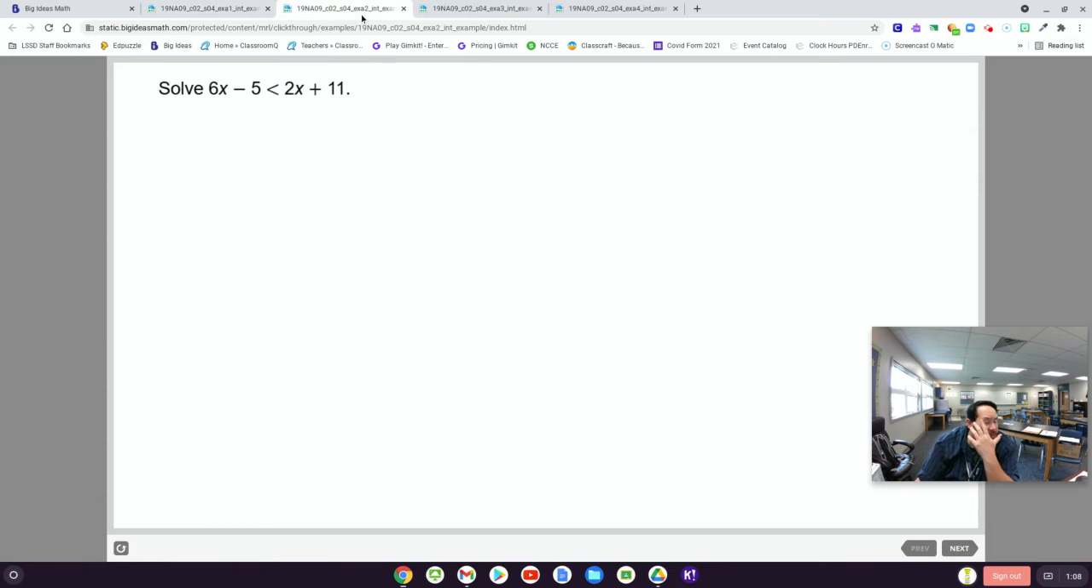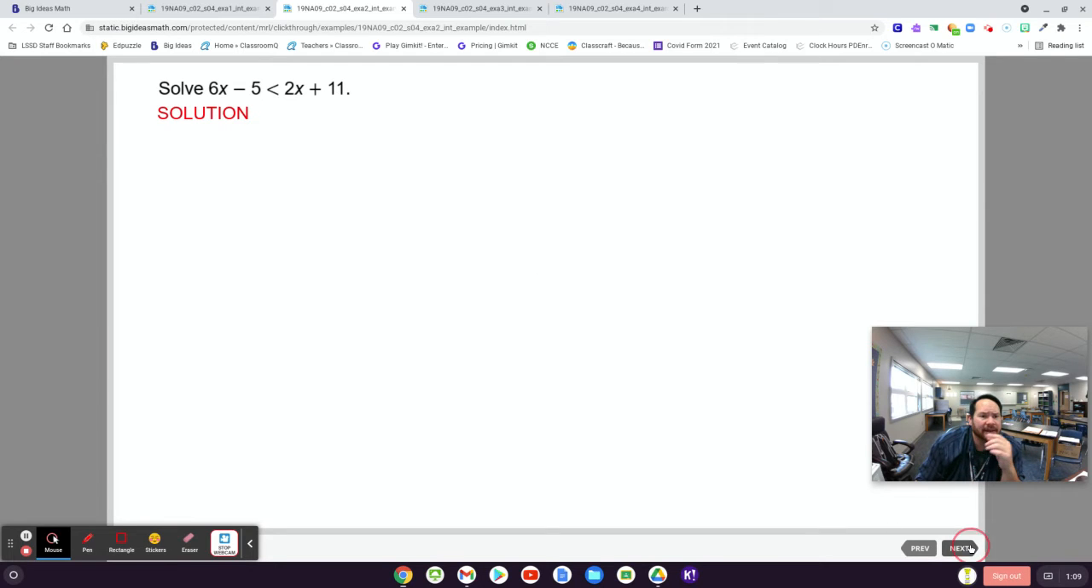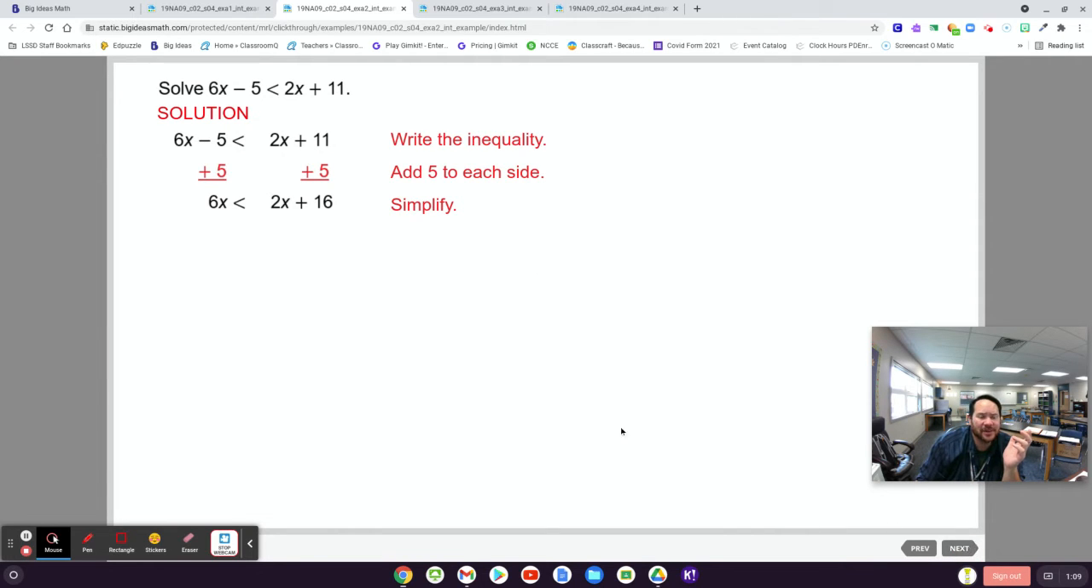Okay, so moving on to this one. Here we've got a couple of things. We've got x's on both sides. So let's say that you don't like to deal with negative numbers. What's a good first step? Yeah, add 5 to each side, and that way you don't have any negatives to deal with. Look at that. Okay, but now we've got x's on both sides and 16 over here. What is a good next step? Yeah, you want to subtract 2x on each side. And then you've got the x's on the left, you've got the numbers on the right.